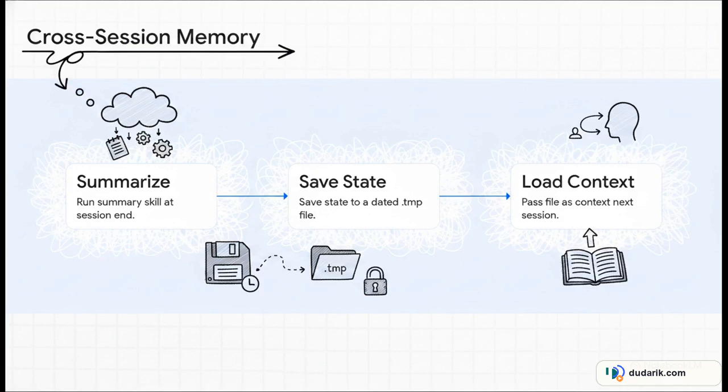You run a summary skill at the end of your session, save that state to a dated .tmp file, and then just pass that file as context when you start your next session. It's this elegant file-based workaround. A post-session hook captures exactly what you built, the decisions you made, and what's still pending, and saves it. Next morning, you load it in, and boom, your institutional knowledge is totally preserved.